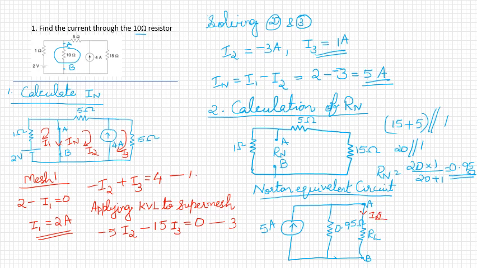IL is equal to 5, the total current, into the resistance of the other branch divided by the total resistance. RL is 10 ohm. That is equal to 0.43 amperes.